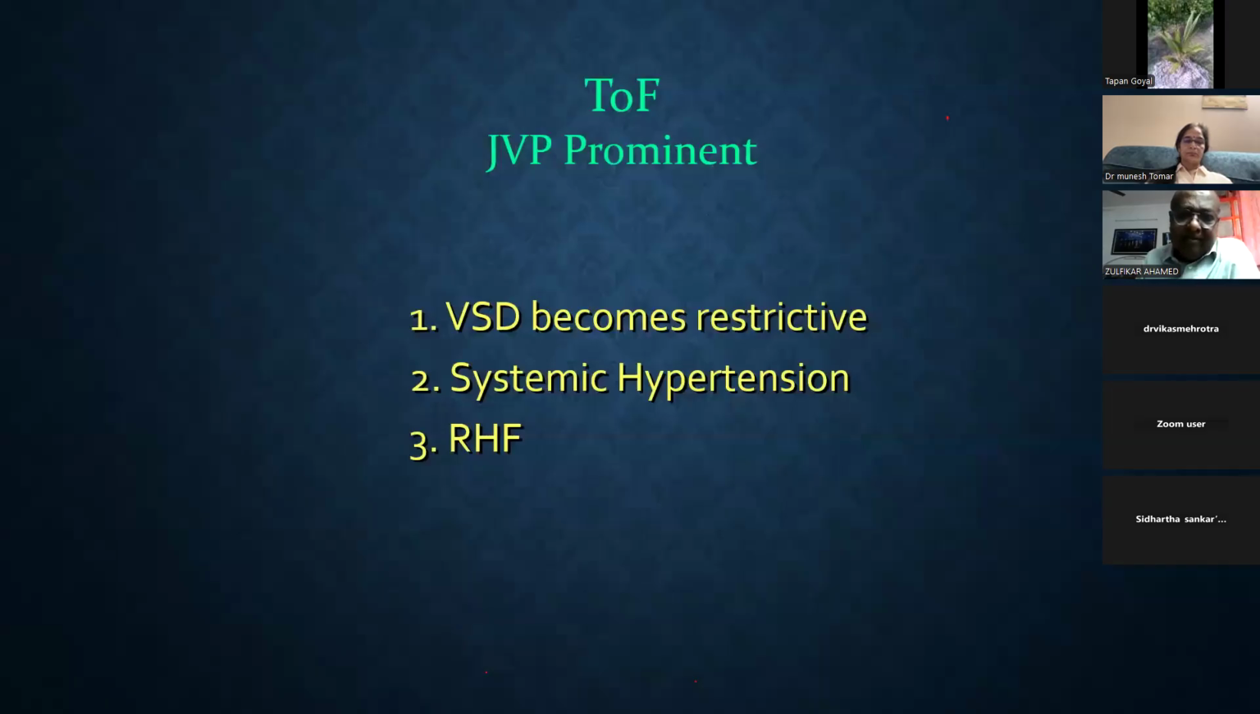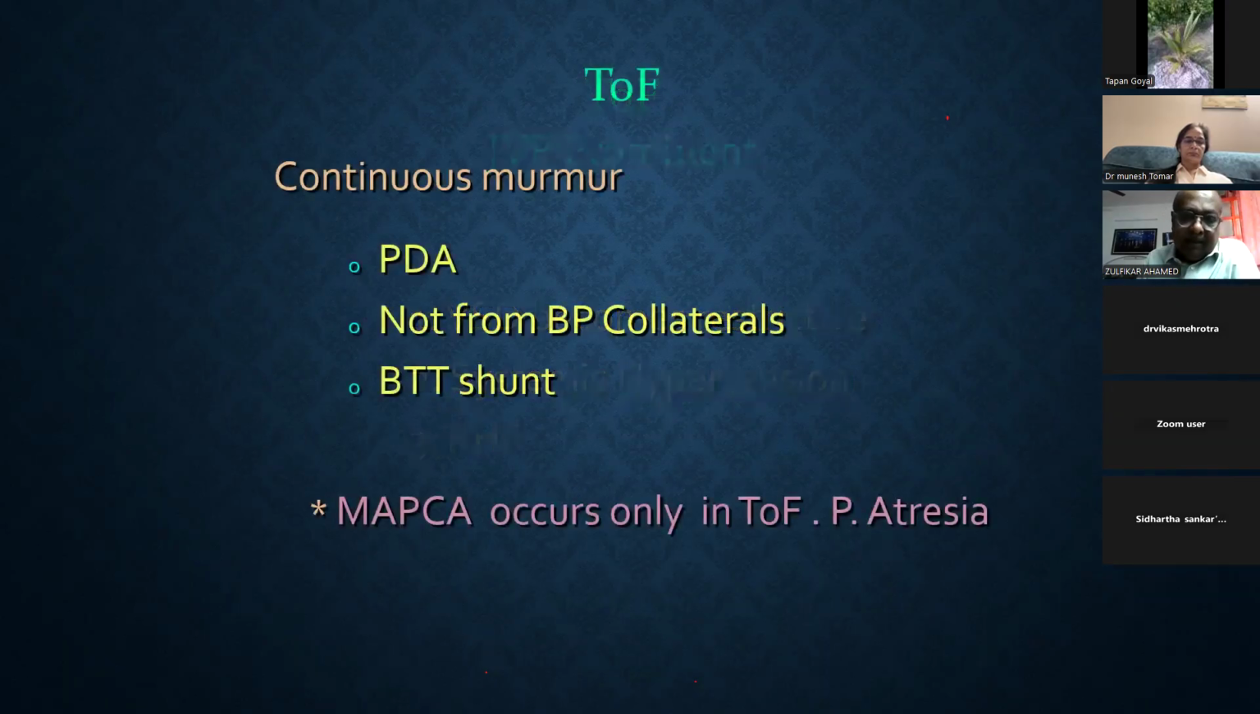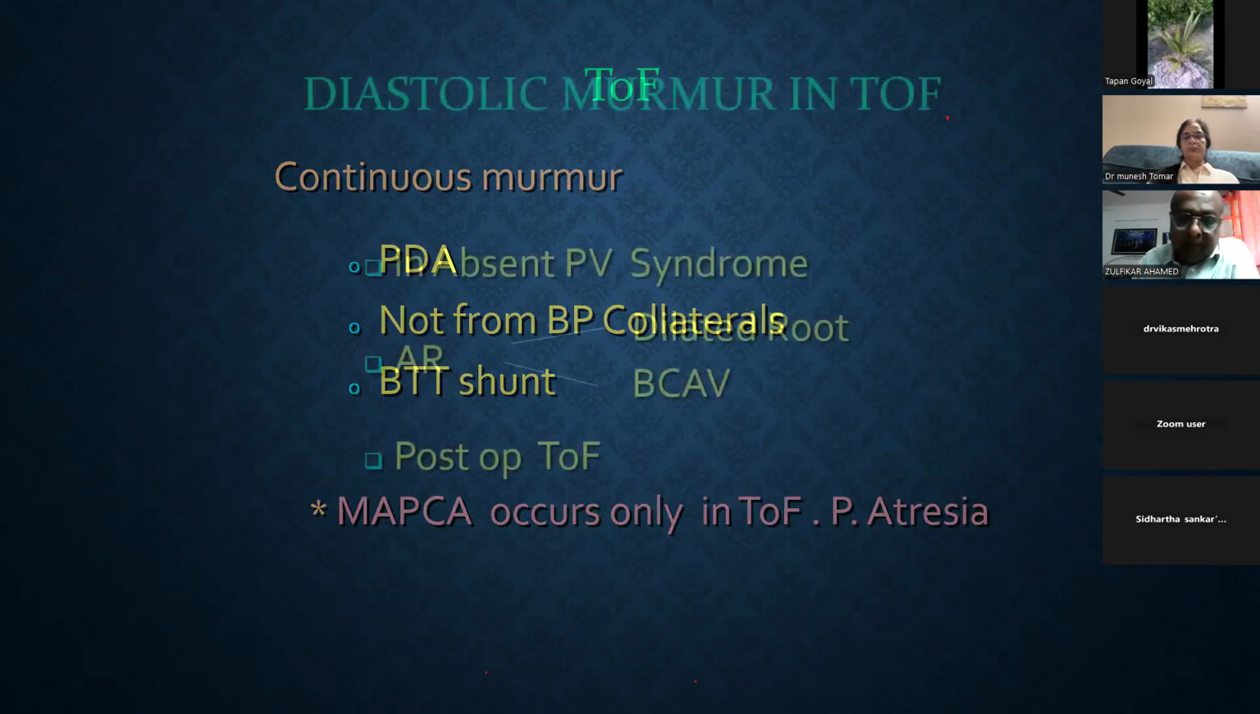JVP, we discussed that JVP is normal in tetralogy, but rarely JVP can be prominent when VSD becomes restrictive. So adults develop a right heart failure or a systemic hypertension. Then continuous murmur, as I told you, basically PDA, not from the bronchopulmonary collateral, but from the BT shunt. And MAPCA occurs only in a tetralogy with pulmonary atresia.